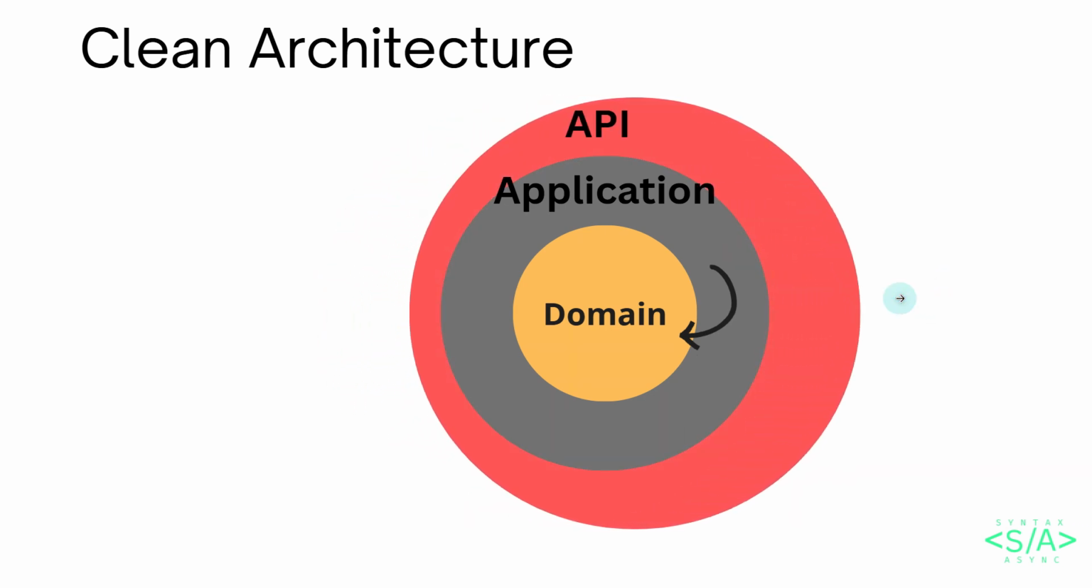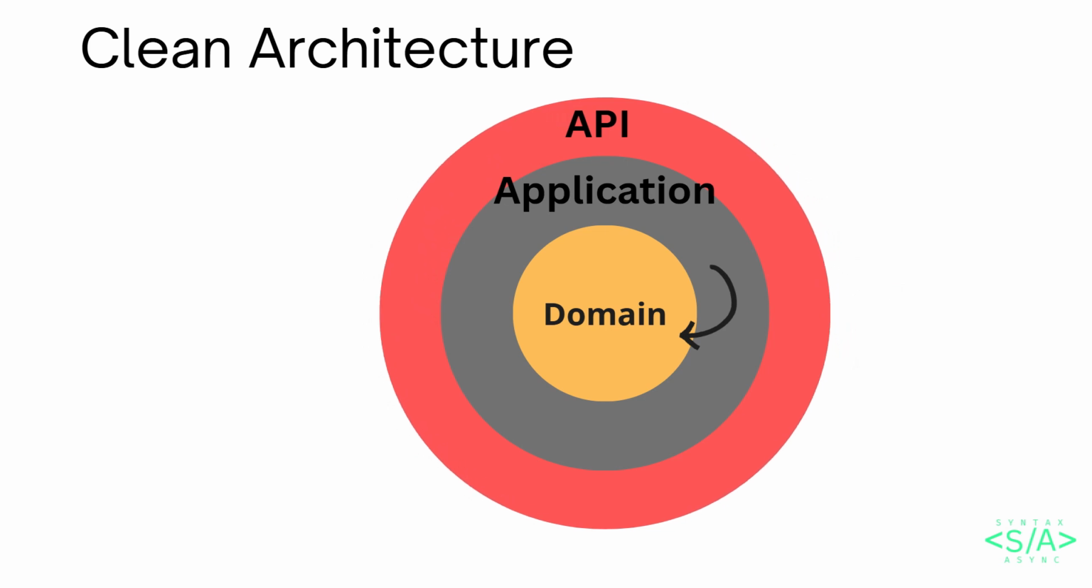Another layer, the API layer. The API layer sits on top of the application layer. It's responsible for handling external requests like HTTP calls and depends on the application layer to execute business logic.